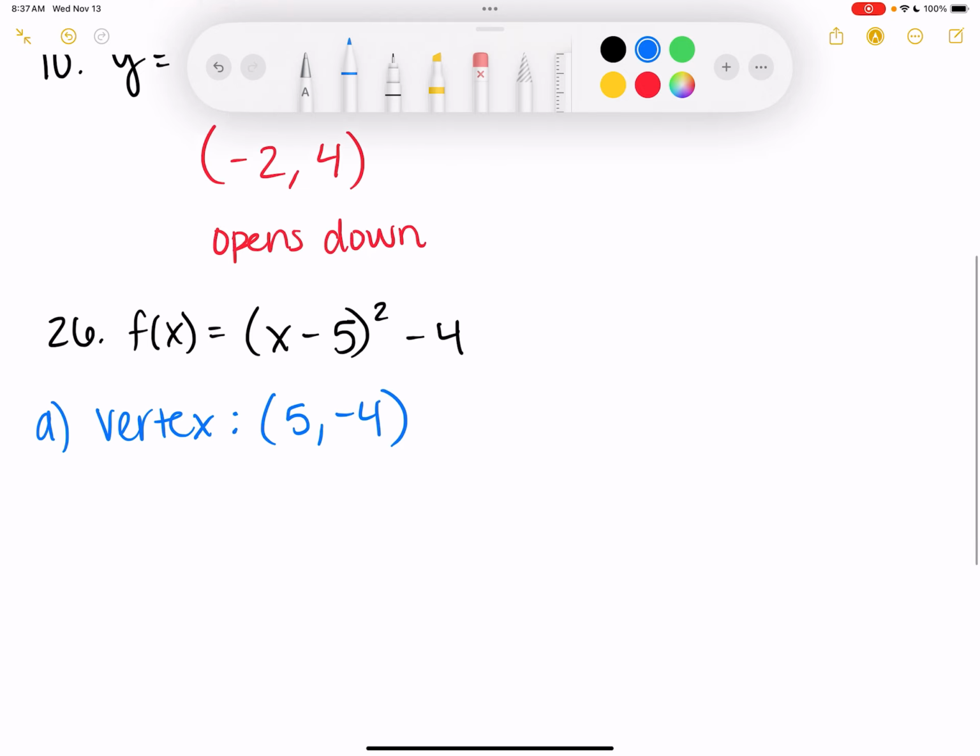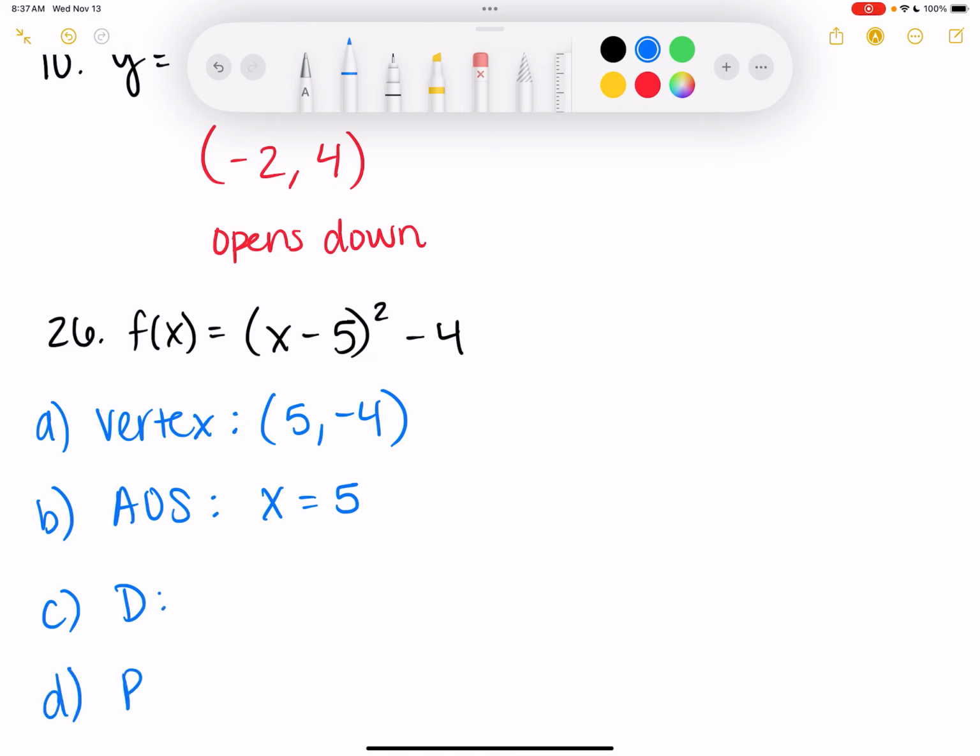The axis of symmetry is a line, and I abbreviate it AOS. It will always be whatever the x value of your vertex is, and we write it as x equals because it's a line, so x equals 5. That's just a dotted line that we put on the graph to show what it revolves around so that it's the same on one side as it is on the other. And then we'll do domain and range after we graph it because it's easier to see once we graph them.